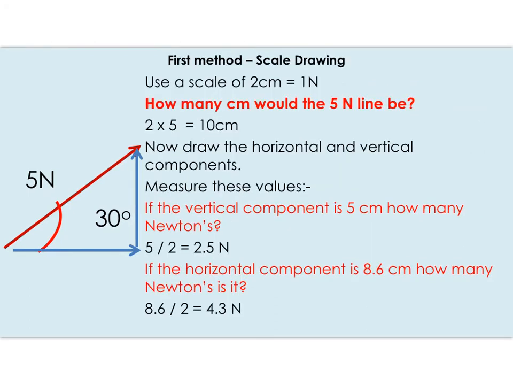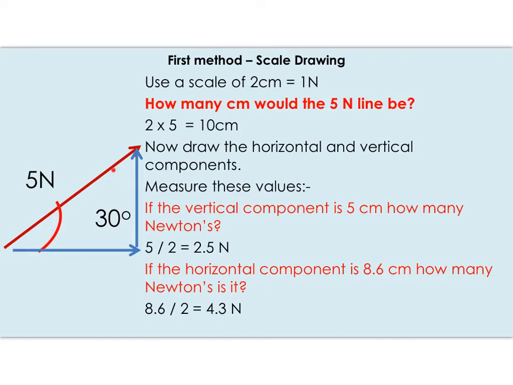So here's a worked example for you. If I use a scale of 2 centimetres equal to 1 newton, I can work out what these values would be. If I drew that onto a piece of paper, I would have a 10 centimetre line here first, because I've done 2 times 5, because I've got 5 newtons, but that means that each newton is 2 centimetres, so 2 times 5 gives me 10 centimetres.